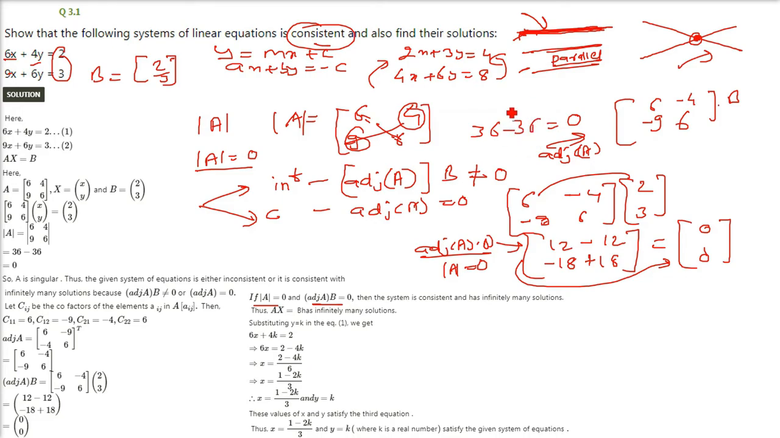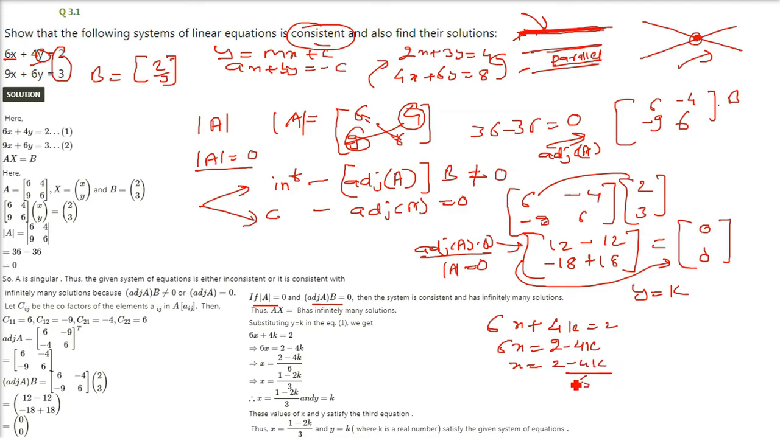So first, determinant of A is 0. In this case, adjoint A into B is also 0. The system of equations is consistent with infinitely many solutions. So in order to solve this, we have to assume y equals k. Then the first equation is 6x plus 4 into k, because y is k. 6x is 2 minus 4k. x is 2 minus 4k divided by 6.